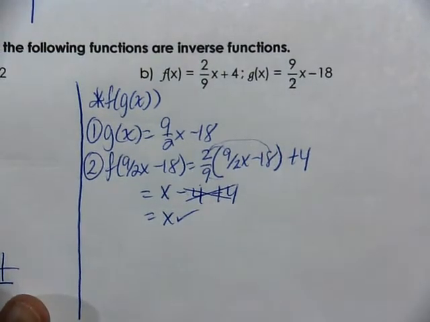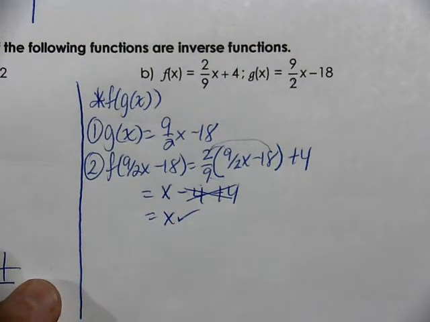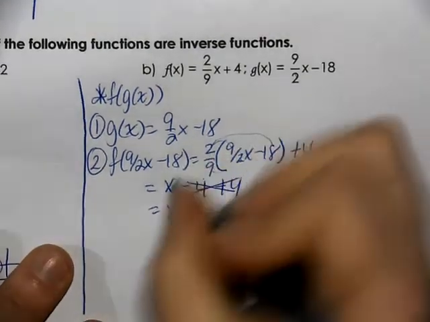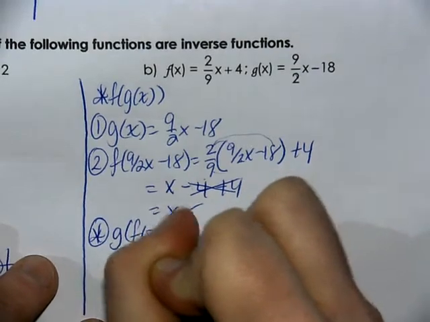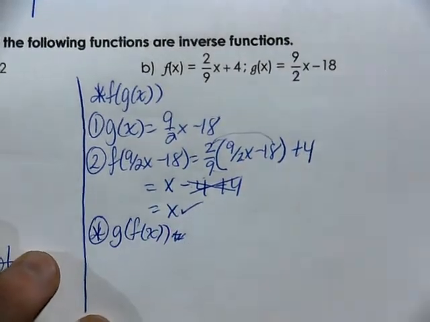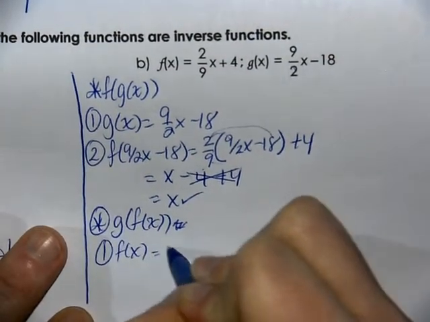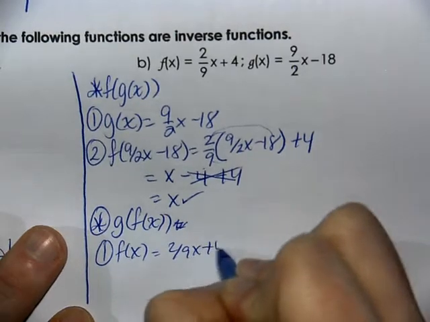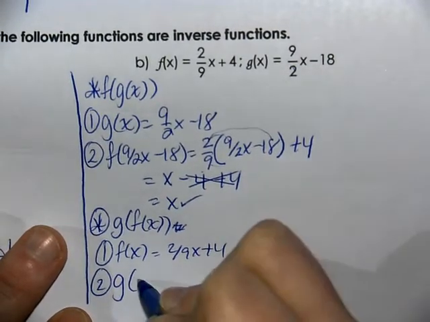Cool. I have just showed that f of g of x is equal to x. But now I have to show the other one. So I need to show that g of f of x is equal to x. That's what I need to show. So the first thing I'm going to start with is f of x. F of x is equal to 2/9 x plus 4. And I'm going to substitute this directly into my g function.